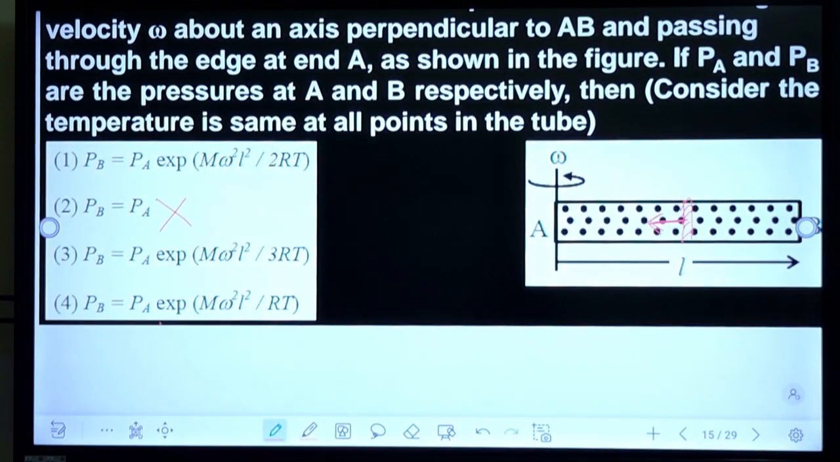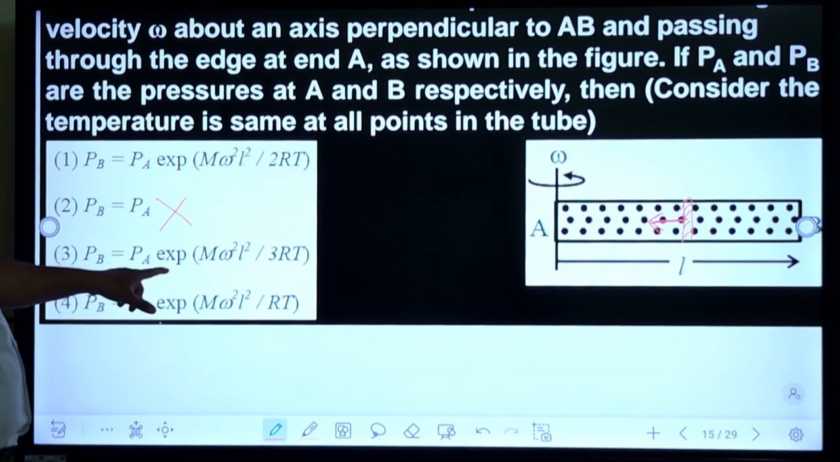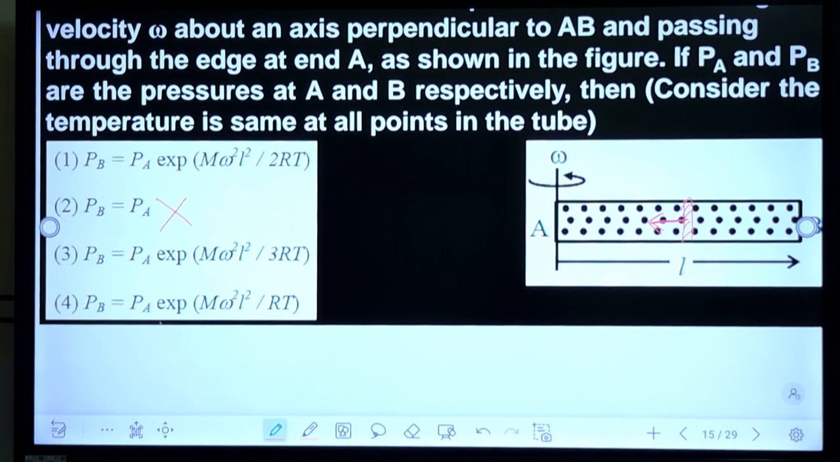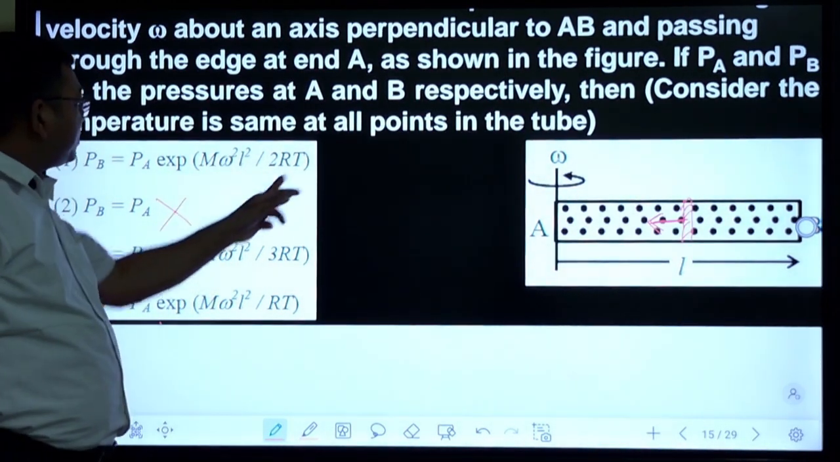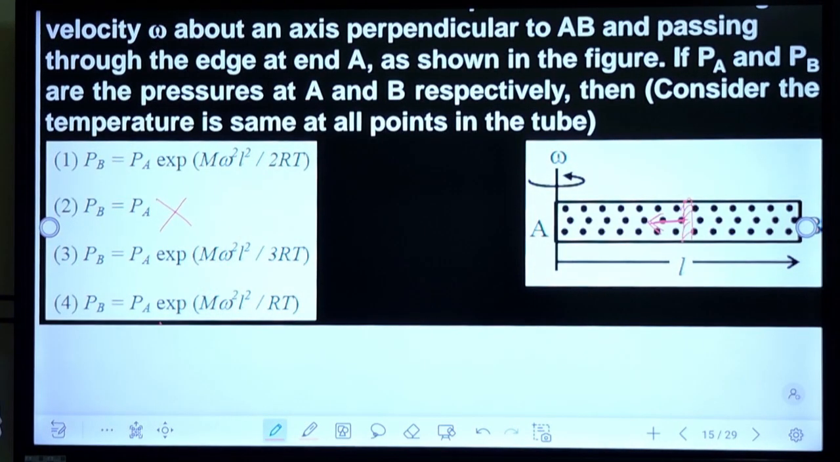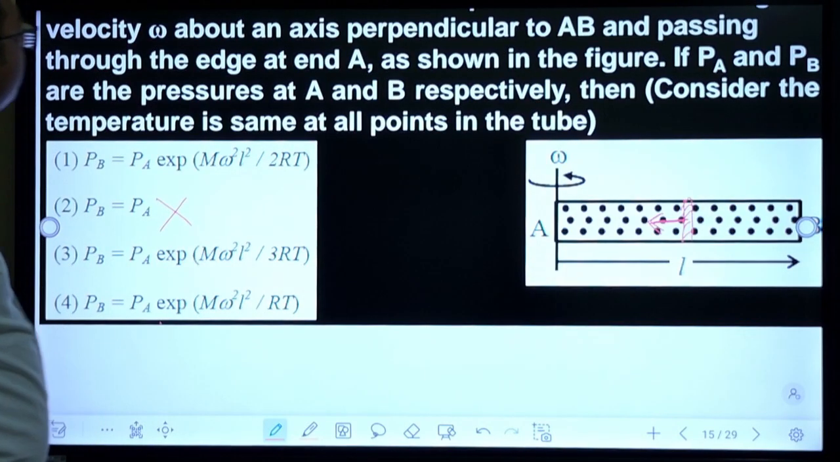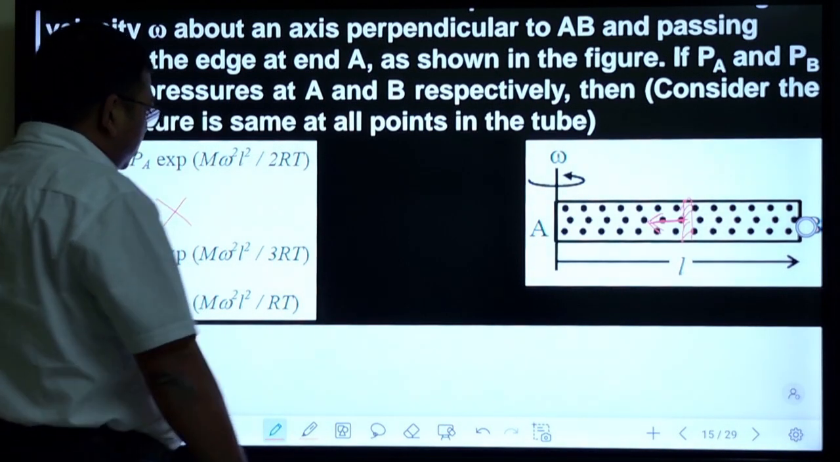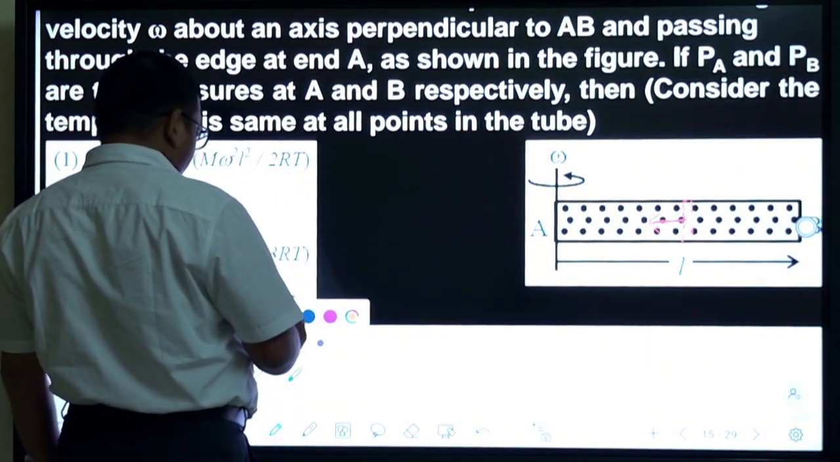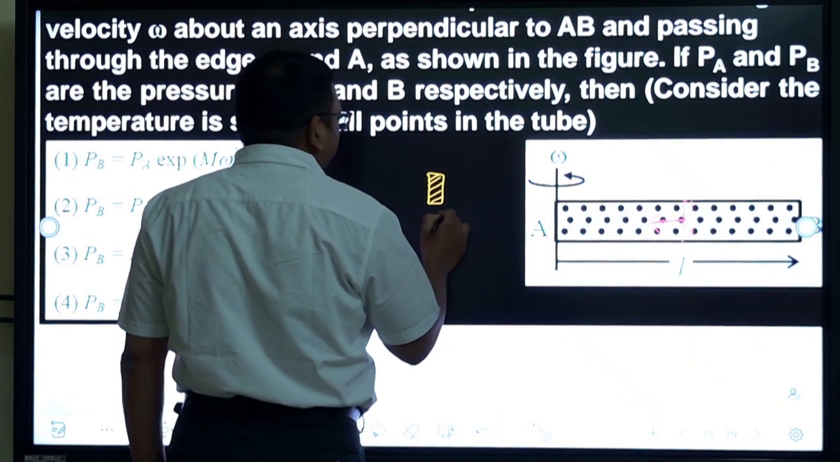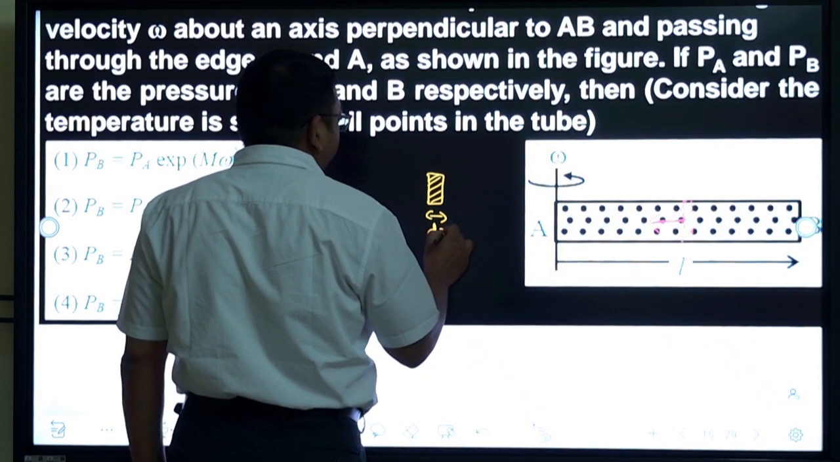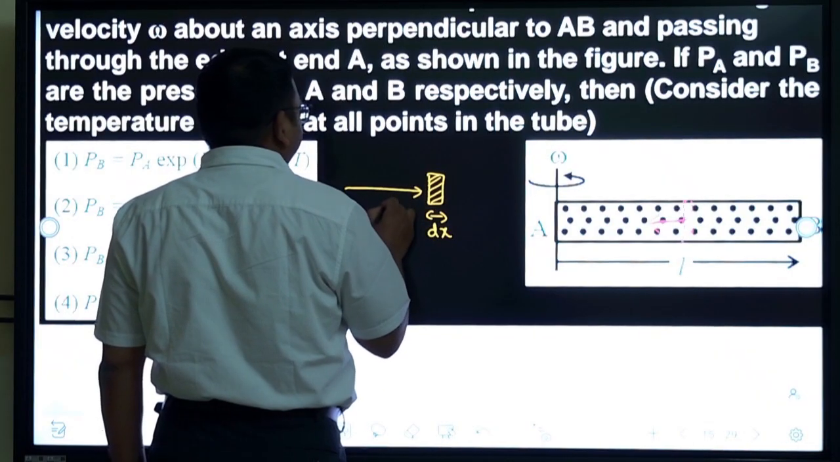Okay, now pressure at point B. Exponential powers are there. So then how to do that? I think we need to derive it because these factors we cannot judge, right? We cannot judge it. So how to do that? You need to take a small element like this way. So let us take a small element of length dx at a distance x from the center.